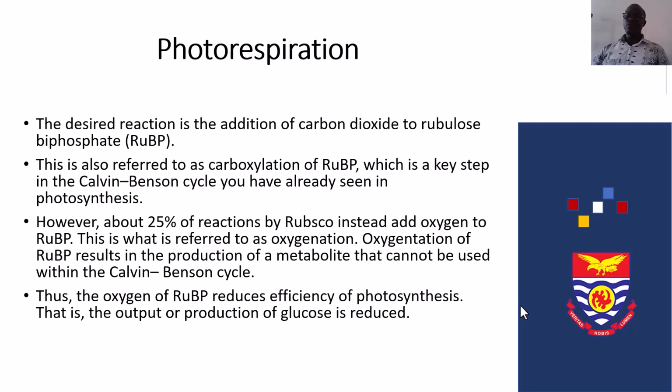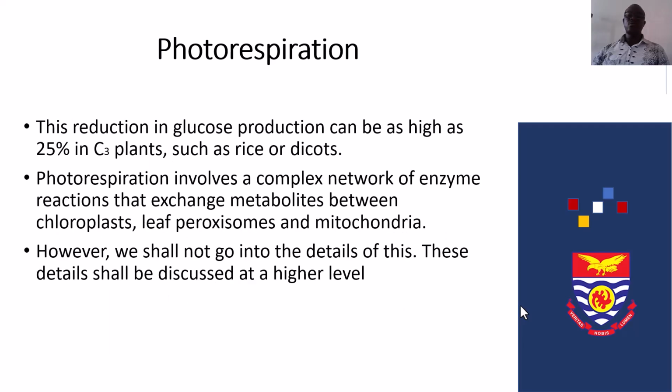Oxygenation of ribulose biphosphate results in the production of a metabolite that cannot be used within the Calvin-Benson cycle. Thus, the oxygenation of ribulose biphosphate reduces efficiency of photosynthesis. That is, the output or production of glucose is reduced. This reduction in glucose production can be as high as 25% in C3 plants such as rice or dicots. Photorespiration involves a complex network of enzyme reactions that exchange metabolites between chloroplast, leaf, peroxisomes, and mitochondria. However, we shall not go into the details of this. These details shall be discussed at a higher level.